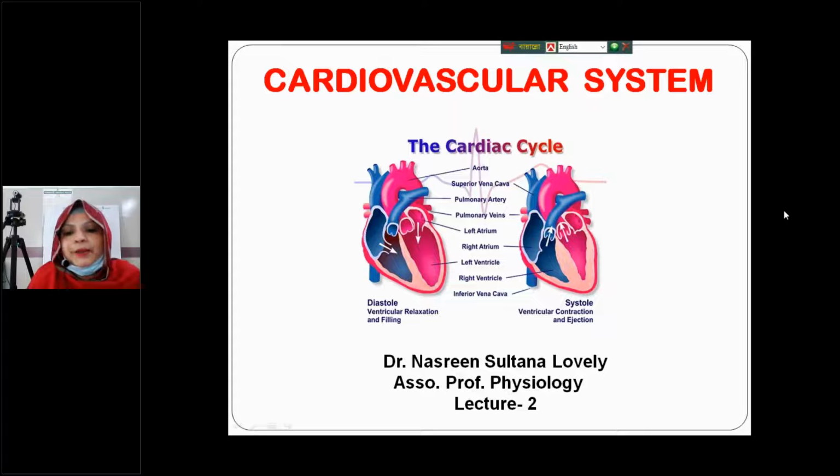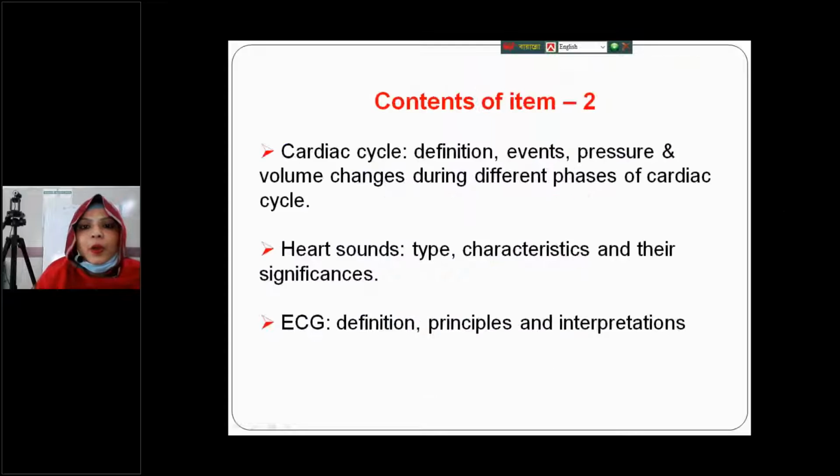We'll start item 2, cardiovascular physiology. Contents of item 2: cardiac cycle, definition, events, pressure and volume changes during different phases of cardiac cycle; heart sounds, type, characteristics and their significances; ECG, definition, principles and interpretation.